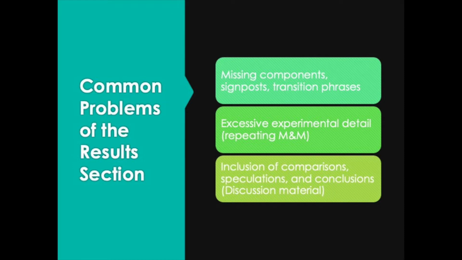Another common problem is including comparisons, speculations, and conclusions. So comparisons to other published research, for example. All of these things should be in the discussion section. They should not be in the results section. So that's why it's a common problem. And we need to keep those two sections separated from each other. Unless you're writing a combined results and discussion section, then this does not apply.